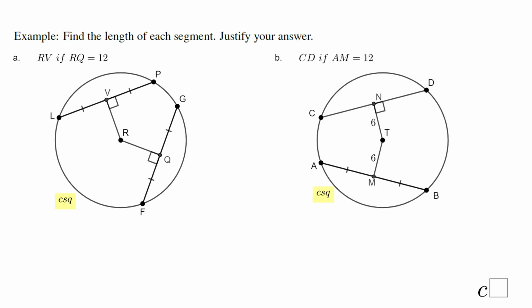So let's see how we apply this theorem. We need to find the length of each segment, justify your answer. So now we need to find RV, which is this segment here. And we know RQ, it's 12. Ladies and gentlemen, let's take a look at this picture, very important. We notice the chord LP is congruent to the chord FG. Why are these two congruent? Because we notice they have the same marking.